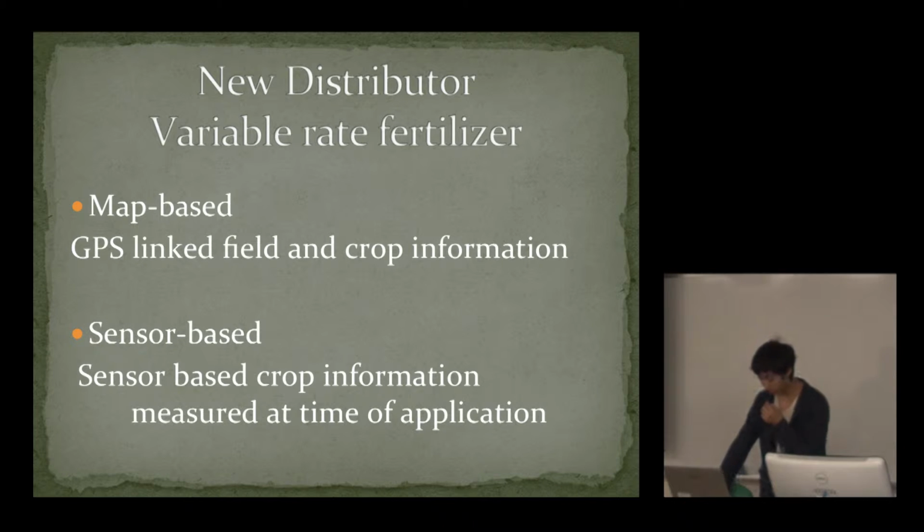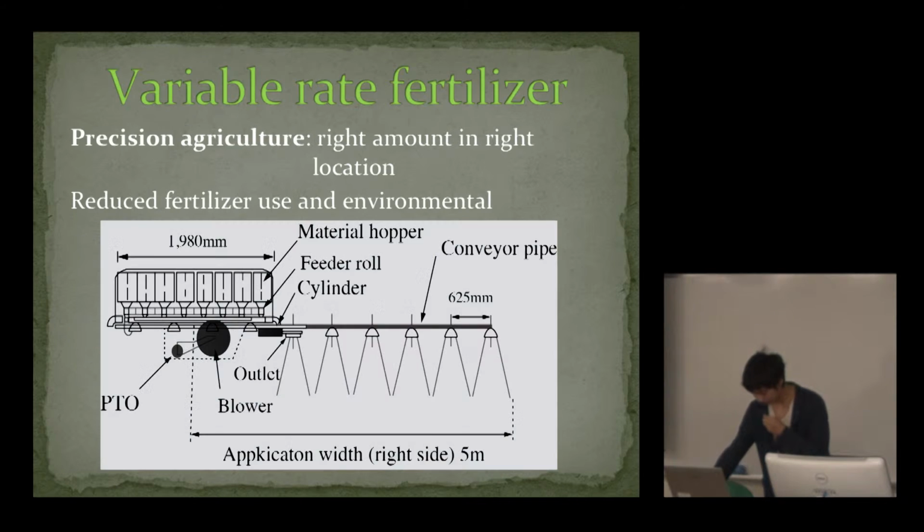Next is variable rate fertilizer. It can change the amount of fertilizer by information. And there are two types of information. One is map-based. It gets crop information from GPS. The other is sensor-based. It gets crop information instantly by a sensor attached to the machine. This distributor is good for precision agriculture. It can reduce fertilizer use and environmental burden.